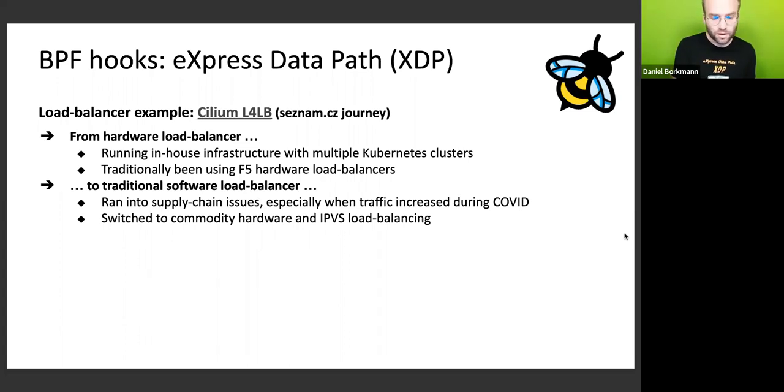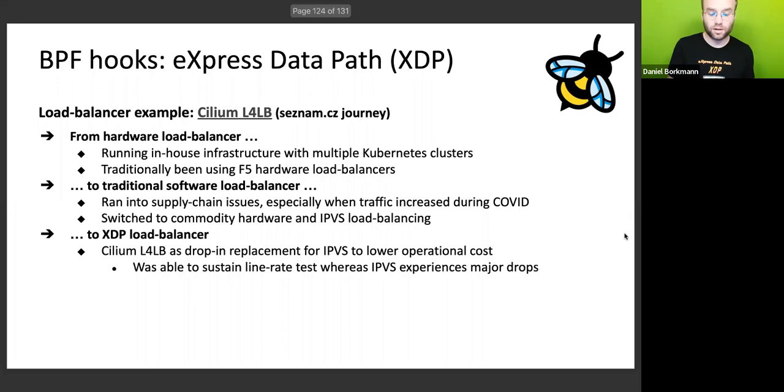And they moved from there to more of the traditional software load balancers, because they ran, especially during COVID time, into supply chain issues on the one hand, and on the other hand also increased traffic, because at lockdown people were at home, searching, browsing the internet and so on. So they received a lot more requests than usual. And then they decided to switch to commodity hardware with IPv6-based load balancing, right?